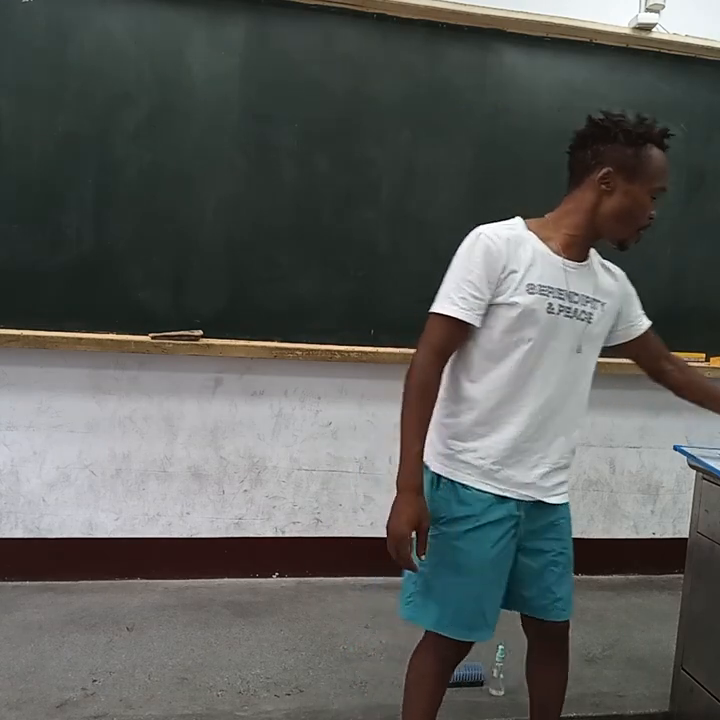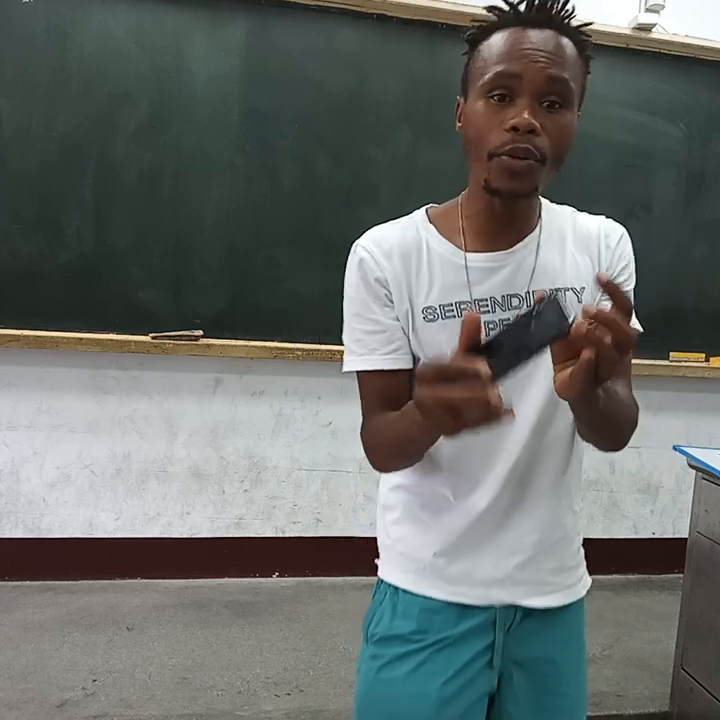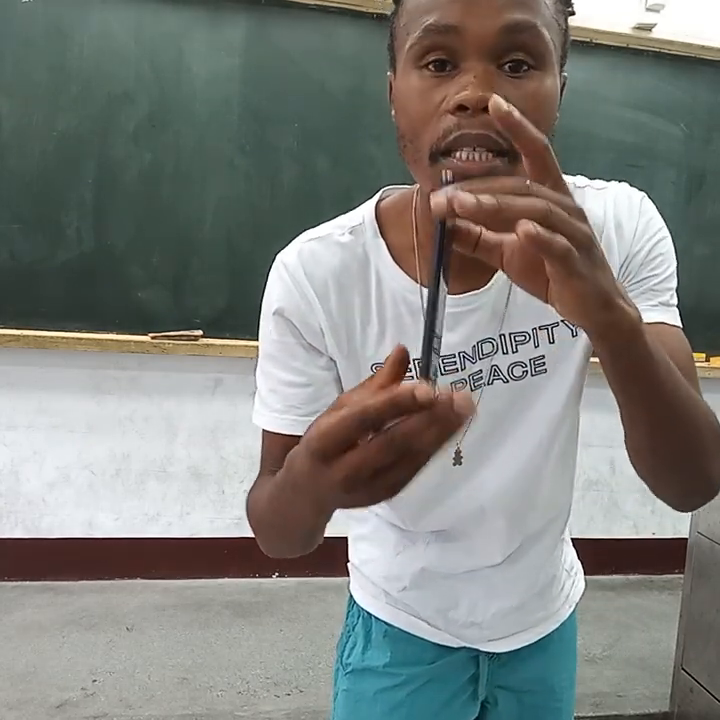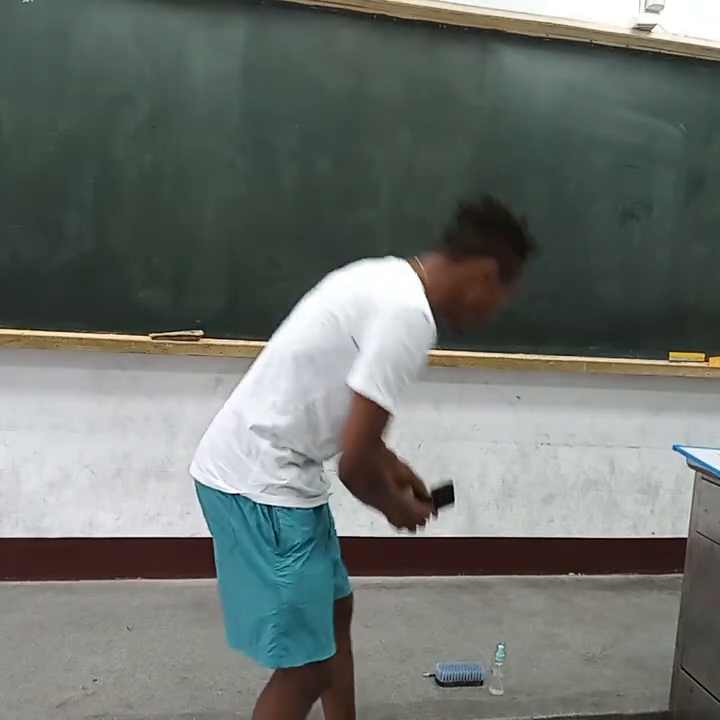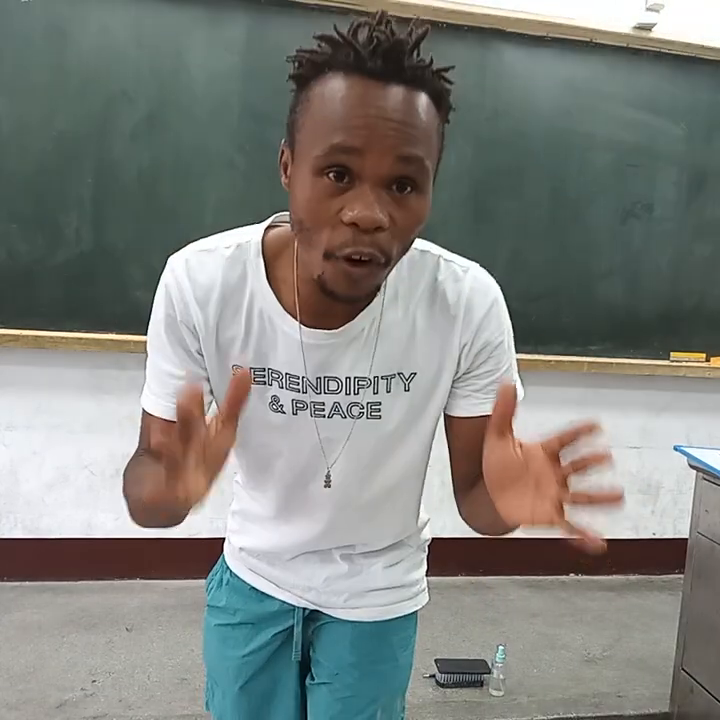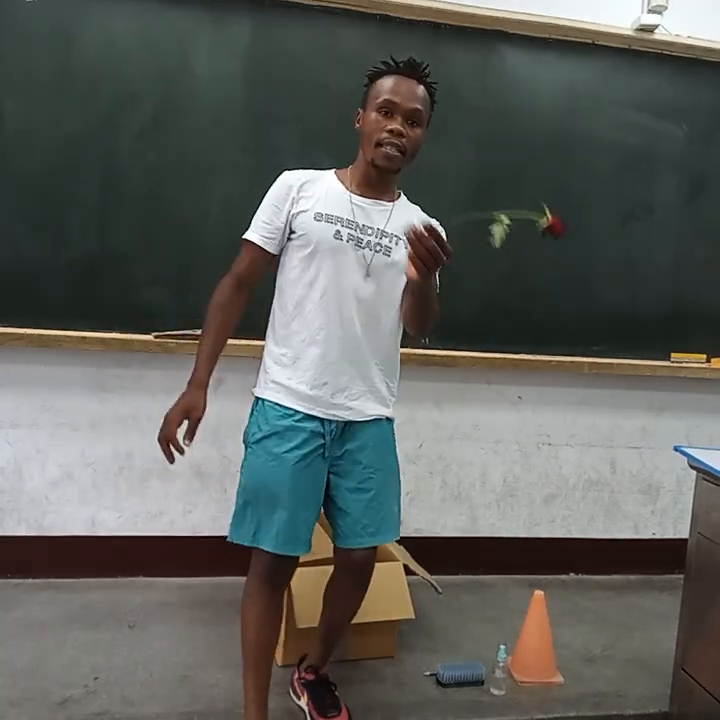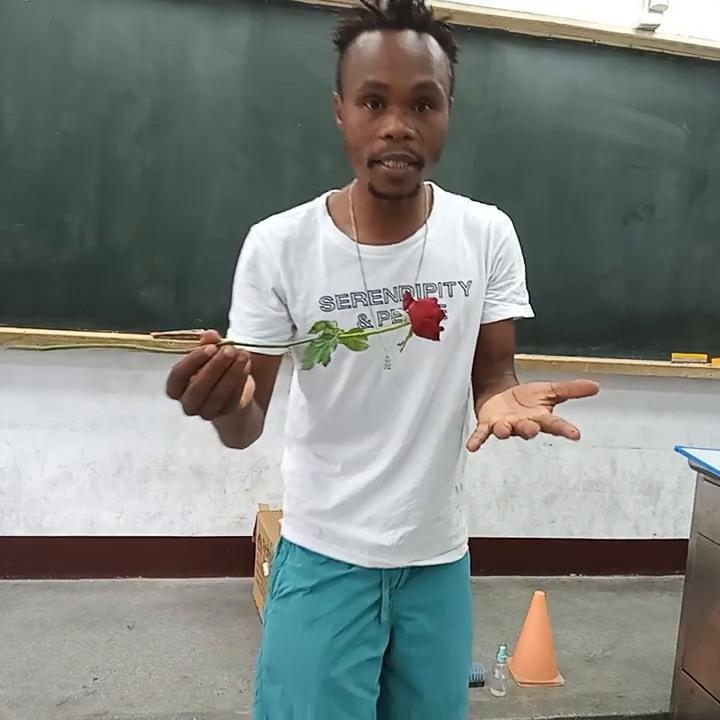And then the last one is, what do we call this? We call it a cell phone. All right. What is this? Cell phone. Very good. A cell phone. All right, and then the next one is this one. What do we call this one? Very good. I knew you're going to know this one because we spoke about it. This is a flower.